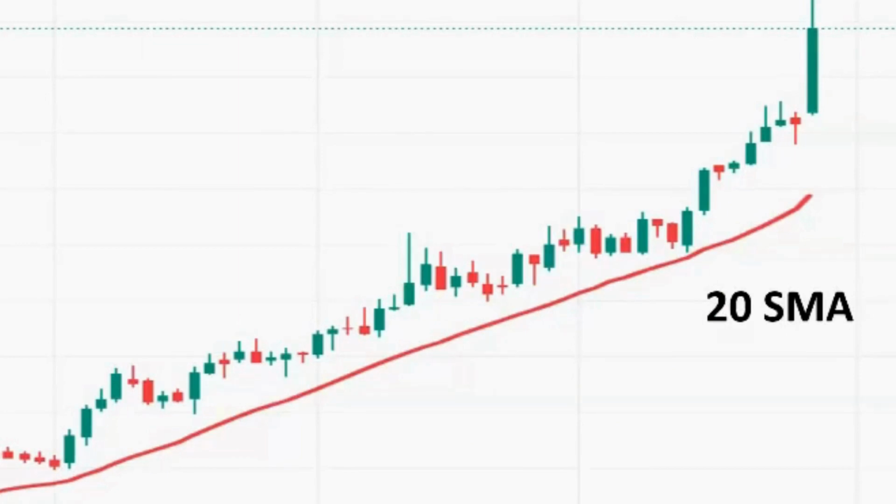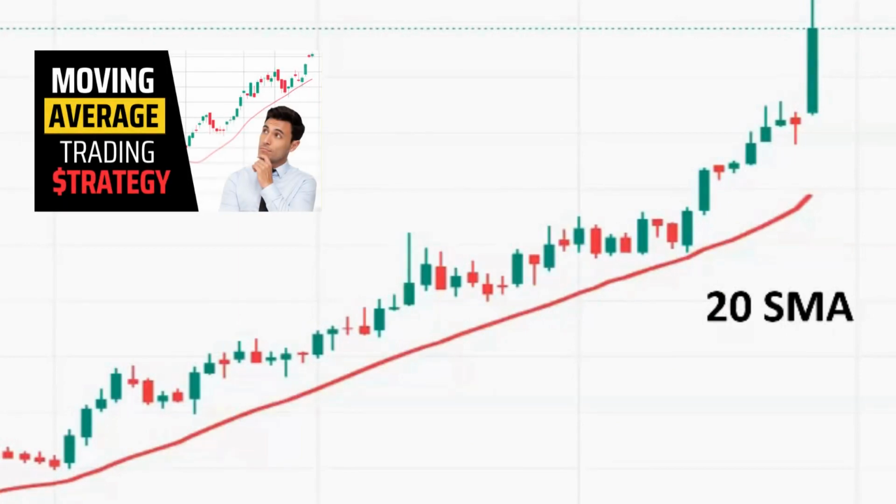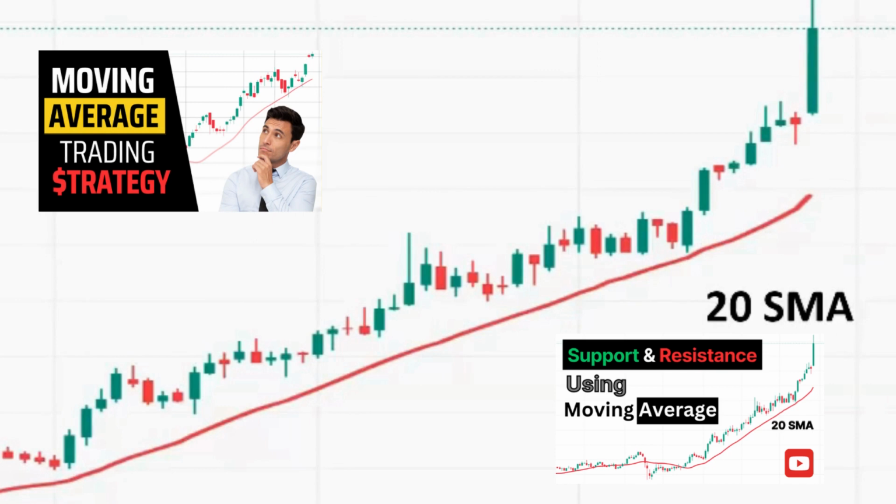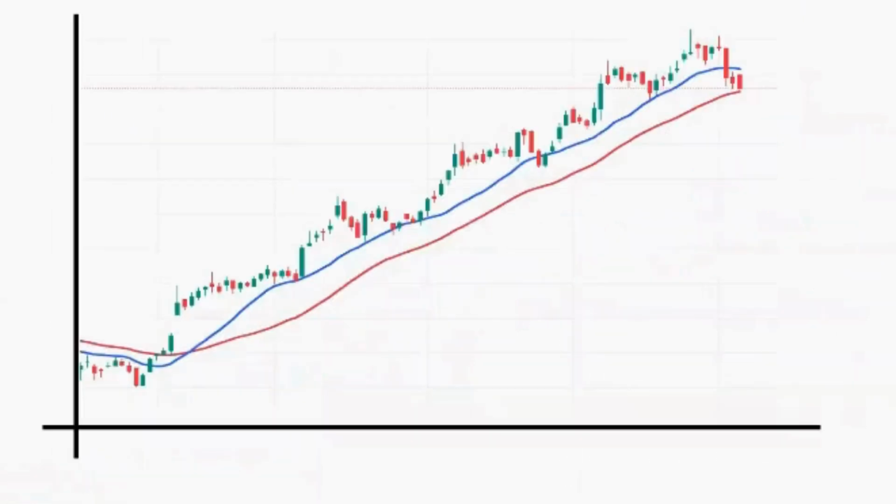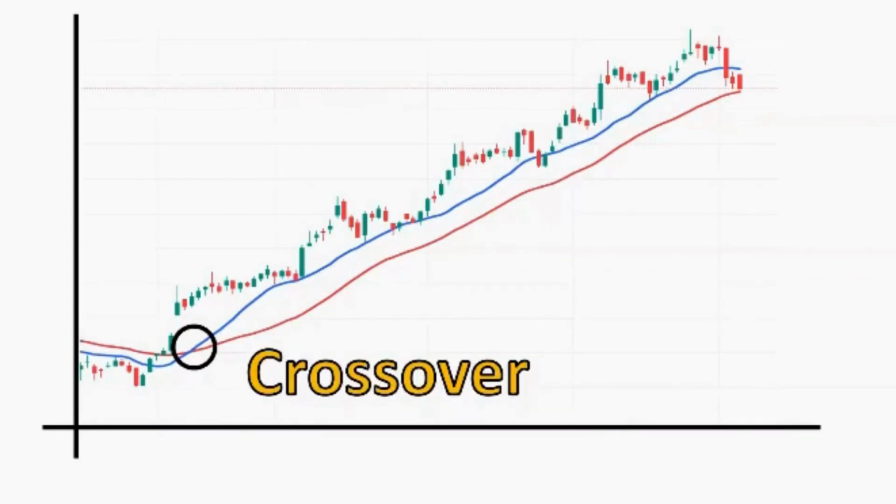I have made two videos on my channel on the basics of moving average and support and resistance using moving average. You can watch them later. Now let's look at what we mean by crossover. Whenever a moving average with a certain length cuts another moving average with a different length by crossing it, it is called a moving average crossover. If any two moving averages interact by crossing each other, it is said to be a crossover. In technical analysis, there are two types of crossover. First is the bullish crossover and next is the bearish crossover.